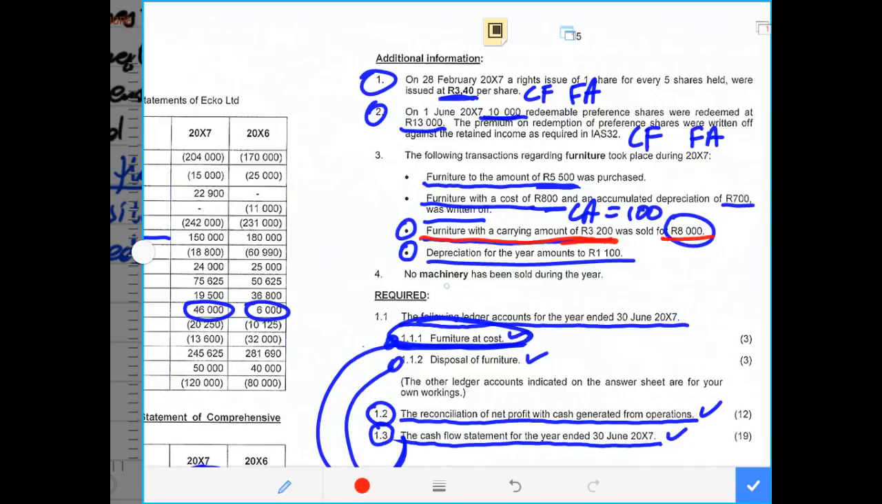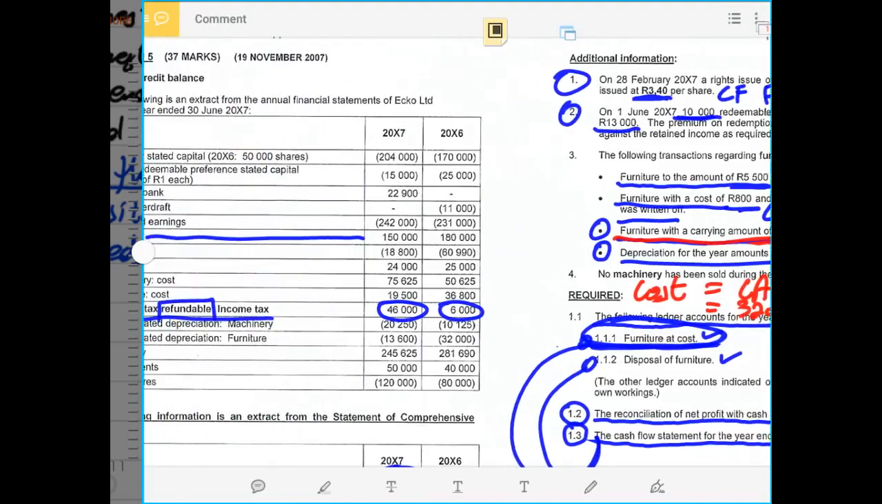And we know that to get to the cost price, the cost of the asset is equal to carrying amount plus accumulated depreciation. That is how else you can calculate the cost price. The cost price is the carrying amount plus accumulated depreciation. And in this case, we do have the carrying amount. Our carrying amount is 3,200. But we don't know the accumulated depreciation for the furniture that was sold. We know the accumulated depreciation for all the furniture in the balance sheet.